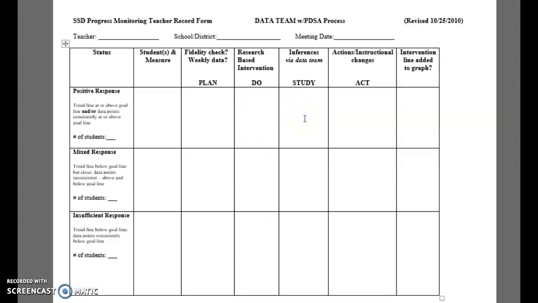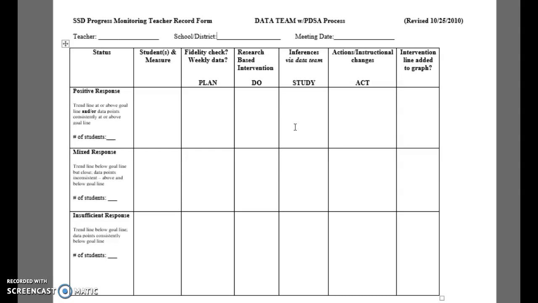Next, I move on to my study, which is where myself and my team would analyze the data for each student in each response, so positive, mixed, or insufficient. We would begin to compare. The hope is that another participant in my data team would have a similar reading group. Maybe they're on the same level, or maybe they're using the same research-based intervention, SIPs, like I am. They could share their data and their research-based intervention, and we can begin to compare.